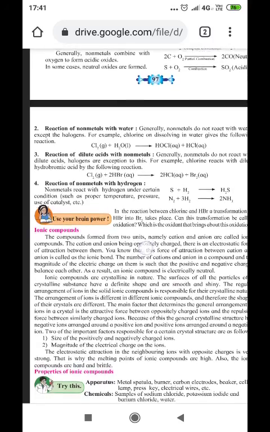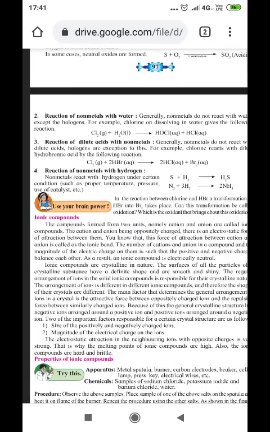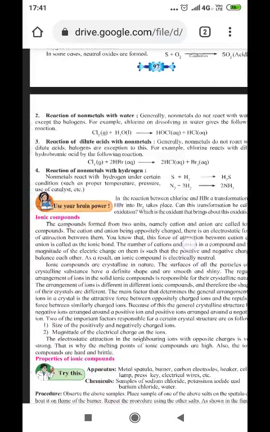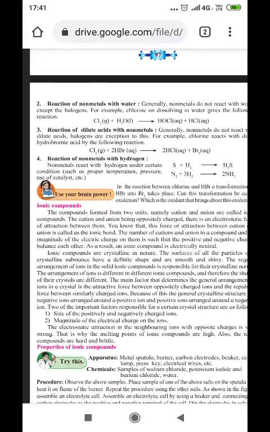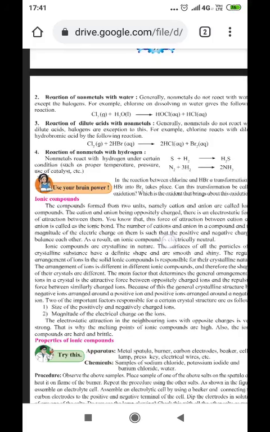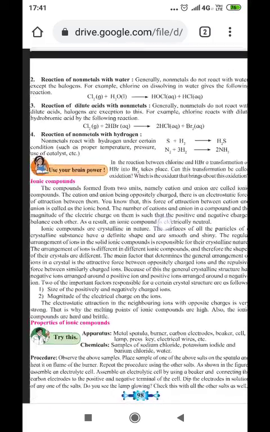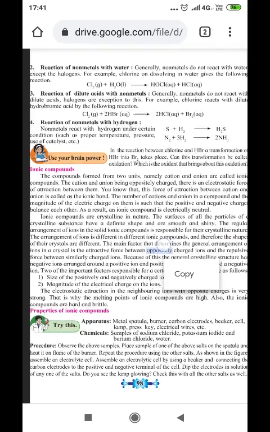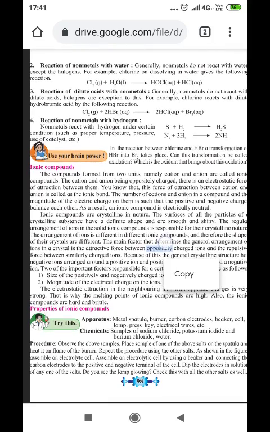Reactions of nonmetals with water. Generally, nonmetals do not react with water except the halogens. For example, chlorine on dissolving in water gives the following reaction. Chlorine reacts with water to form HOCl plus hydrogen chloride.